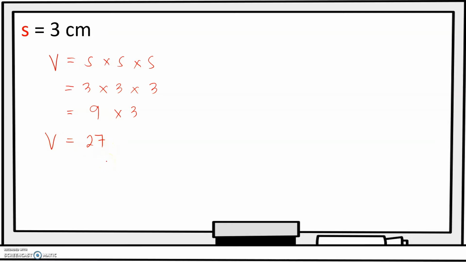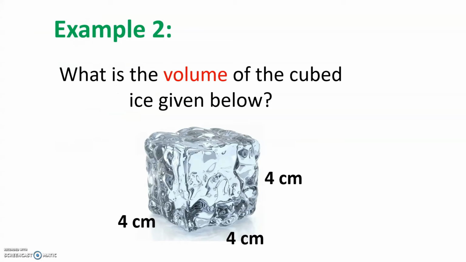But remember that volume is measured using cubic units. So we still need to put the unit for our answer to be complete. Since the unit given here is centimeters, we will have our answer as 27 cubic centimeters, or in symbols, that is volume is equal to 27 cubic centimeters. So either of the two will be considered correct. Now let's proceed to our next example.